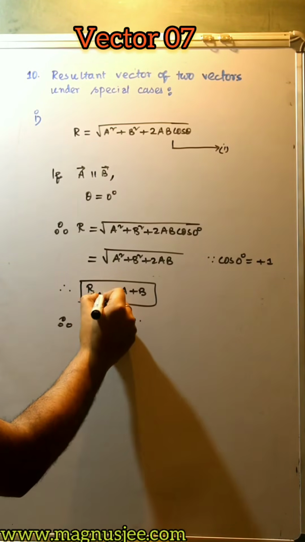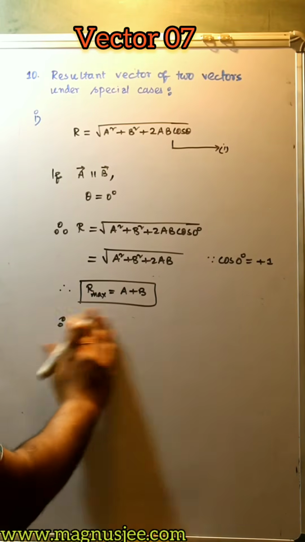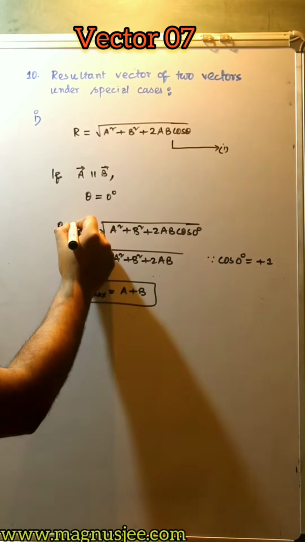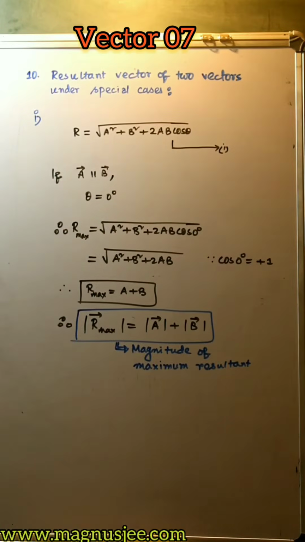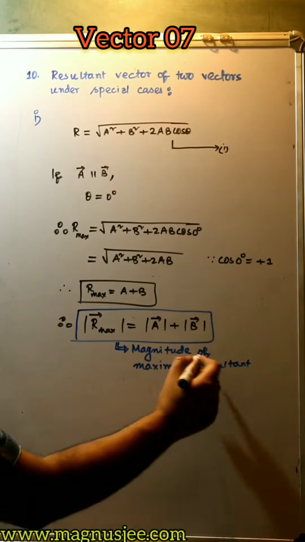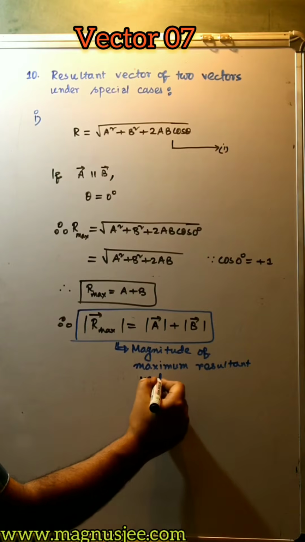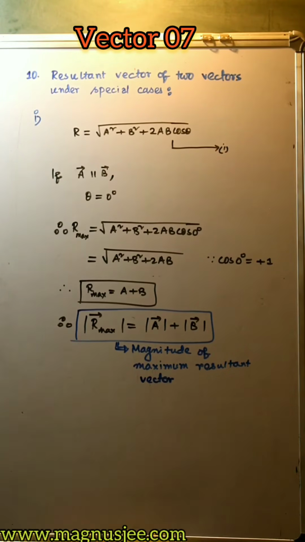So this resultant vector will be R max, the maximum resultant vector, not R. So initially we have to change that R to R max. The maximum resultant vector R max will be equal to mod vector A plus mod vector B. This is the magnitude of the maximum resultant vector.